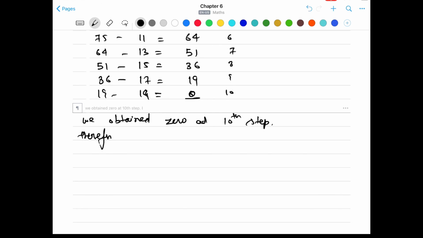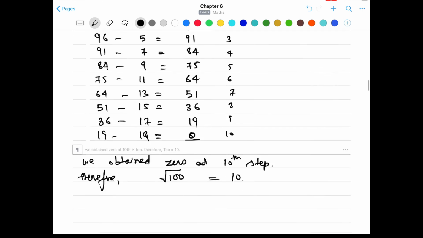Therefore, square root of 100 is equal to 10. Okay, that's how we write the answer.